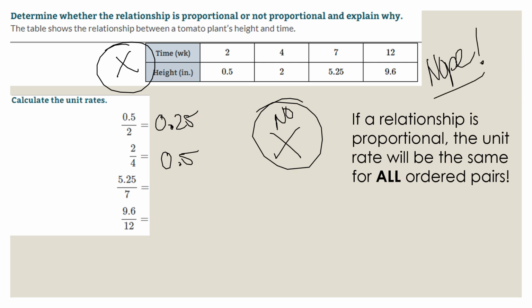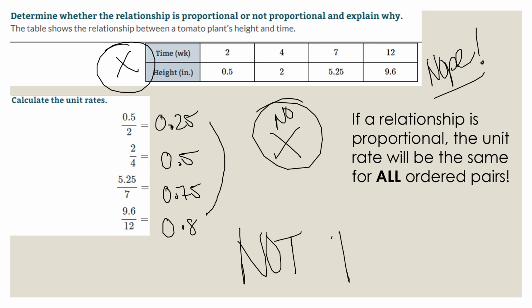But let's just say, for laughs and giggles, that we didn't find that and we started at the bottom maybe. Let's check the next one. Let's check 5.25 and see what happens when we divide that by 7. Oh, we get 0.75. This is even worse. These don't even match. All right, let's find the last one just because. So I'm going to go 9.6 divided by 12, and that's 0.8. Look at this, guys. All of these are different. This is not proportional.